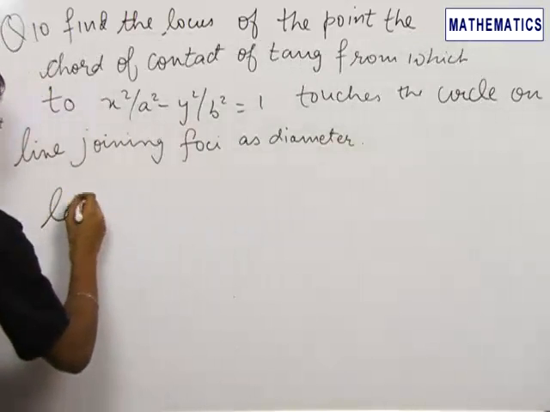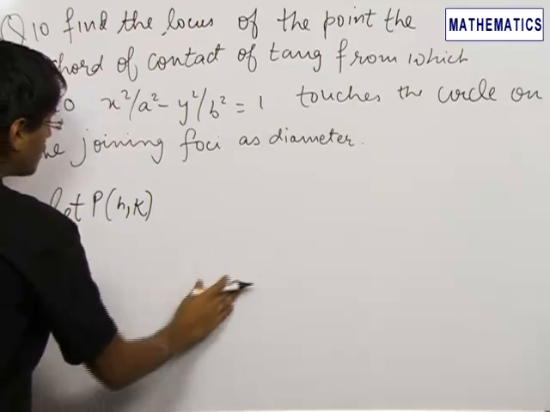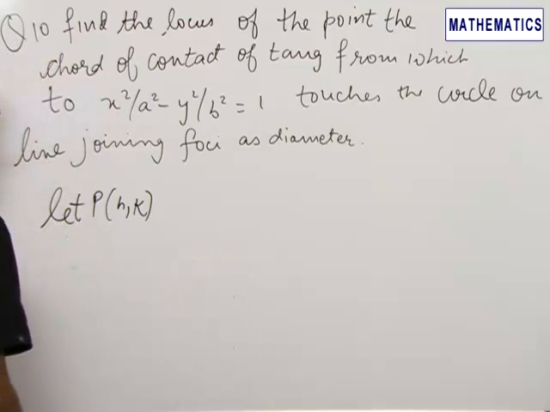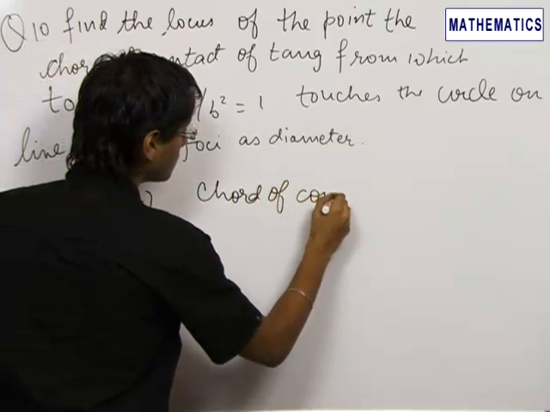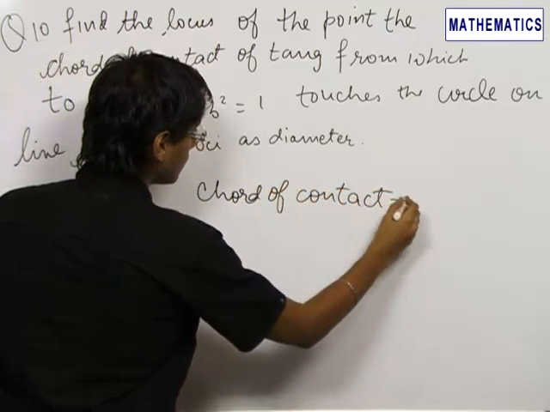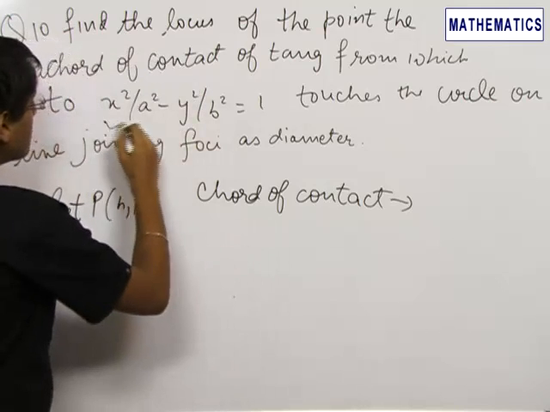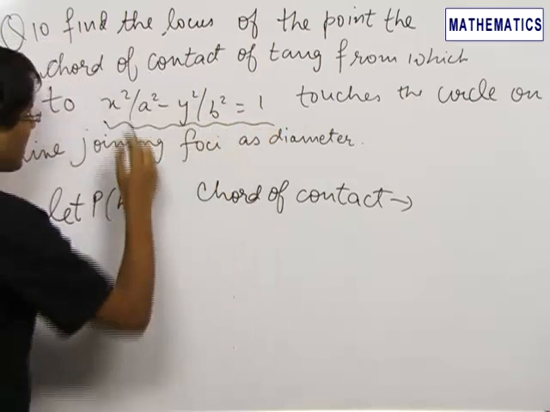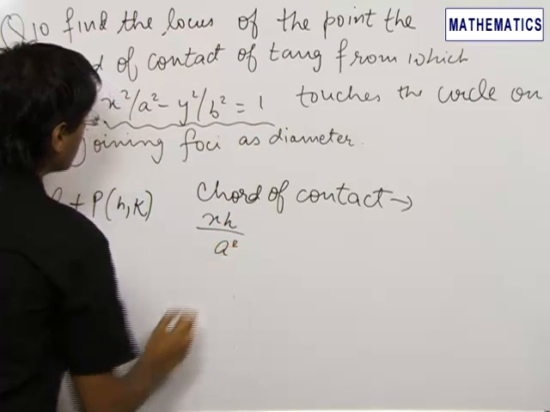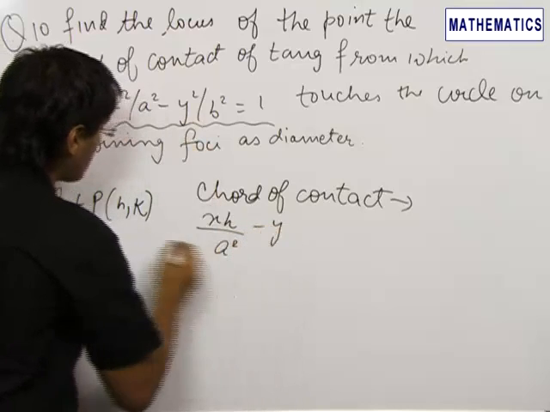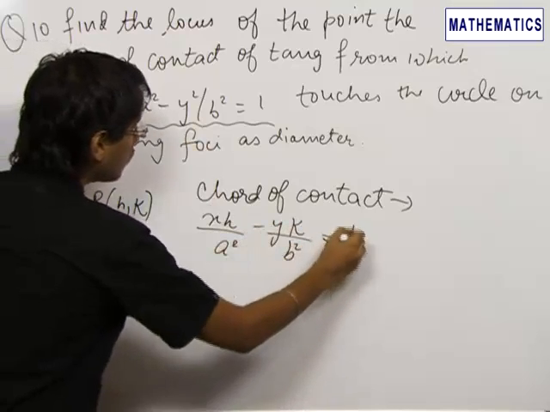Now let the point be h comma k from which two tangents are being drawn to the hyperbola. The equation of chord of contact can be directly written in the similar fashion by replacing one of the x by the point h by a square and replacing one of the y by the point k by b square is equal to 1.